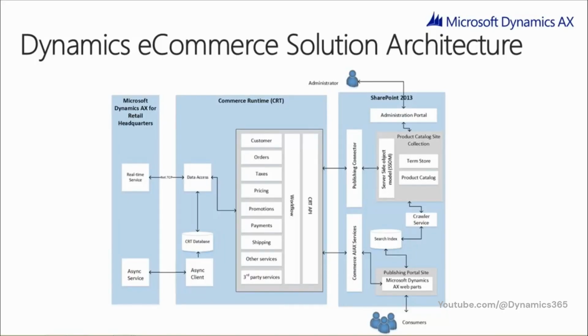The diagram shows Dynamics AX 2012 for Retail deployed in the retail head office, as well as the online storefront deployed on SharePoint Server 2013, with the indicated two-way connections between the head office and the online storefront implemented by the Commerce Data Exchange. The Commerce Runtime component is required to be installed on SharePoint 2013. It includes a specially configured CRT database that stores data from the web front and shares it with AX in the head office on a regular basis.